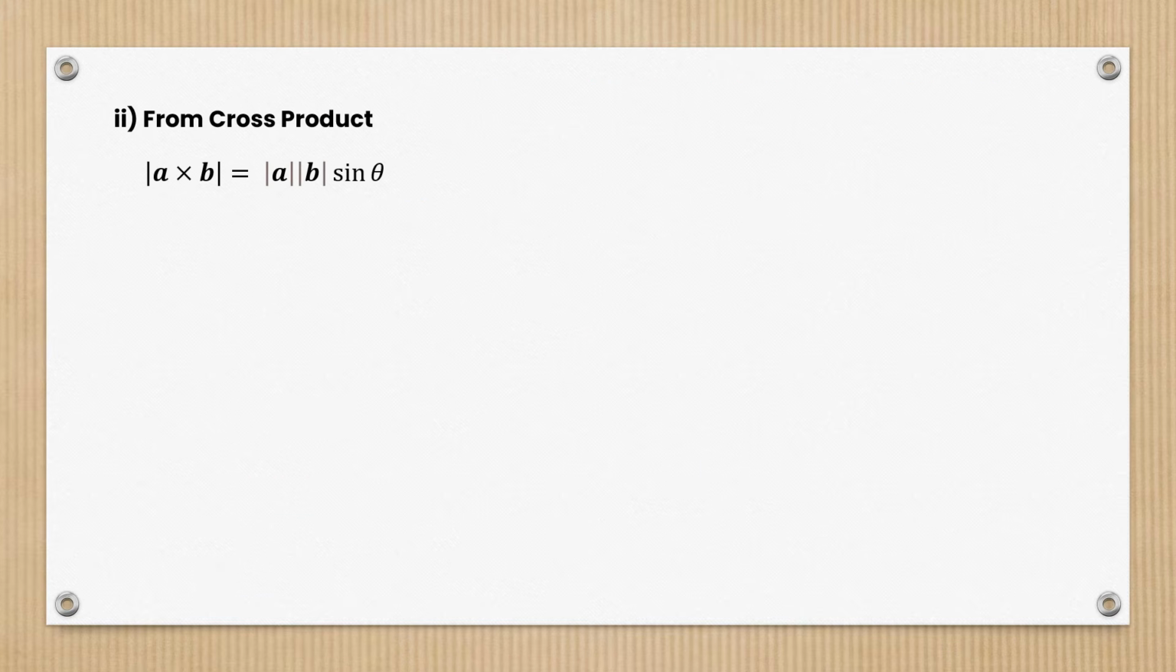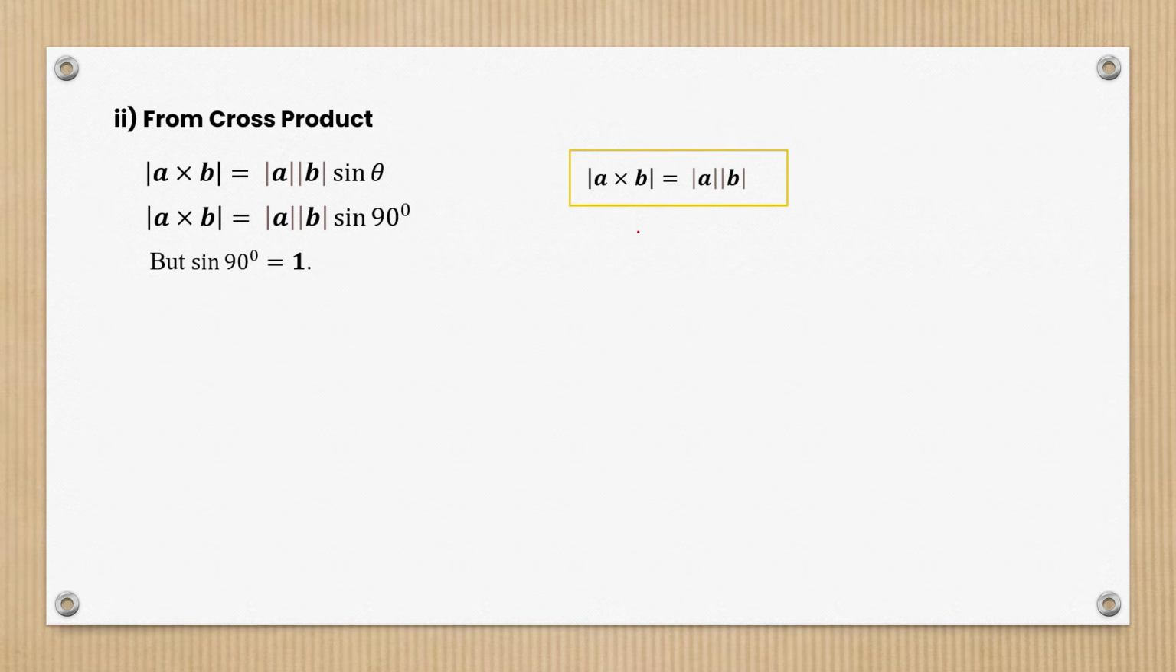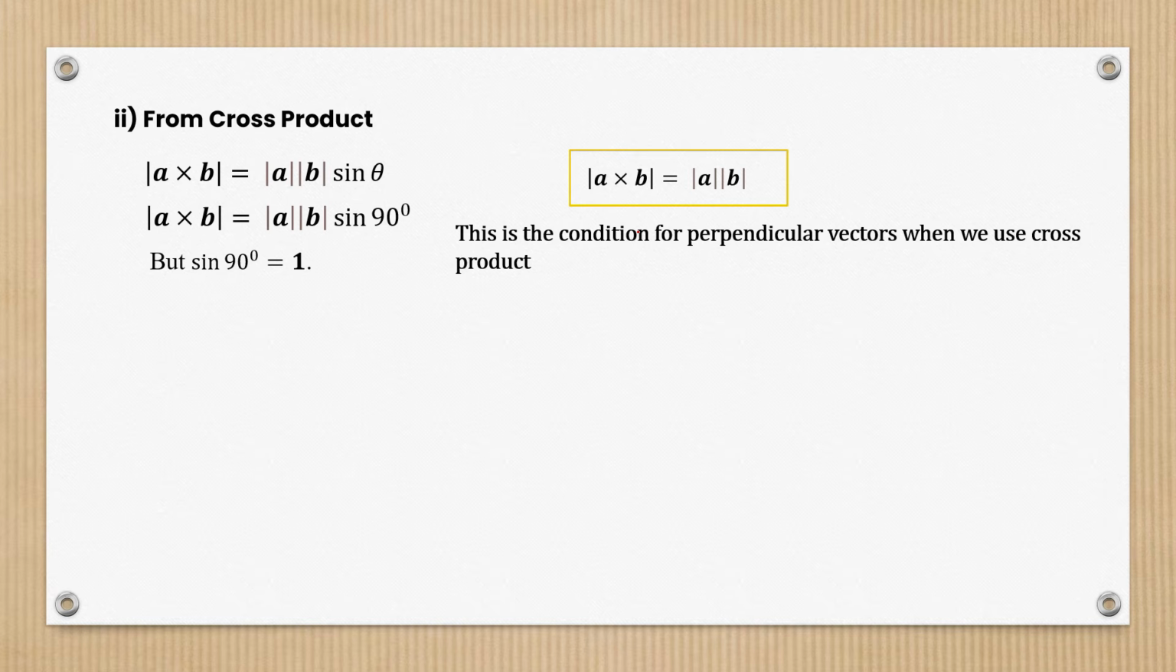Now from cross product, let's look at that case also. So if theta is 90 degrees, we can say that sine of 90 is 1. So what that means is we'll have a 1 here, 1 times this. So that means we have the product of the magnitudes. So this is the condition for perpendicular vectors when we use cross product. In perpendicular vectors, the vector product is equal to the product of the magnitudes of the two vectors.